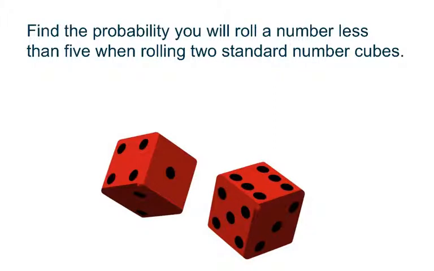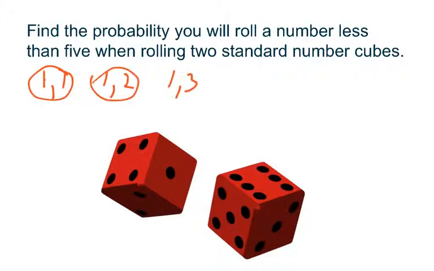Okay, so what could we roll that would be less than 5? Well, we could roll a 1 on the first and a 1 on the second. There's 1. That would give us a sum of 2. We could roll a 1 and a 2. We could roll a 1 and a 3. But we can't roll a 1 and a 4 because it has to be less than 5. So we're looking for sums that are 4 or less.